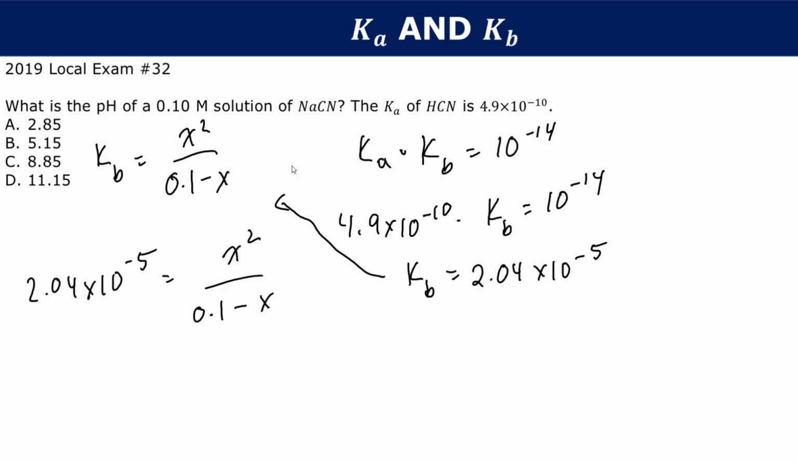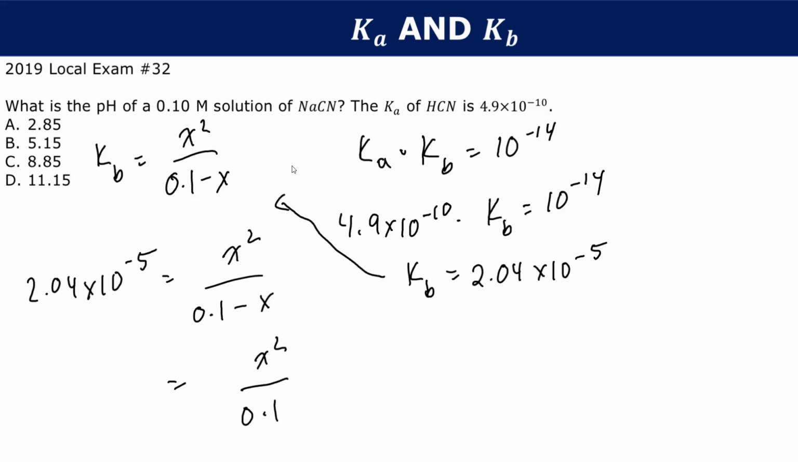The problem is that if we just left it like this, we would have to solve a quadratic, and quadratics are really annoying. So what we can do is turn our denominator into just 0.1, so x squared over 0.1. And that's because x is going to be a really, really small number, and at the end of the day, it's not going to affect much of the value of our denominator.